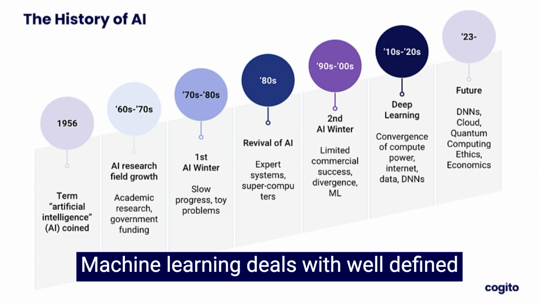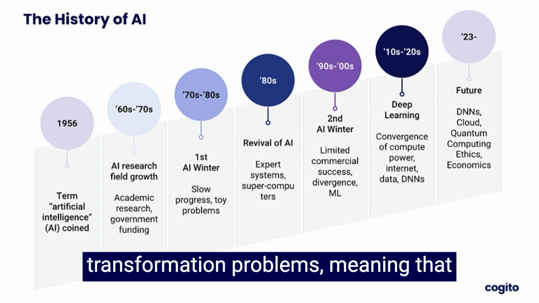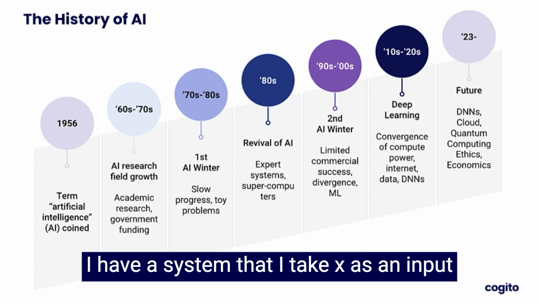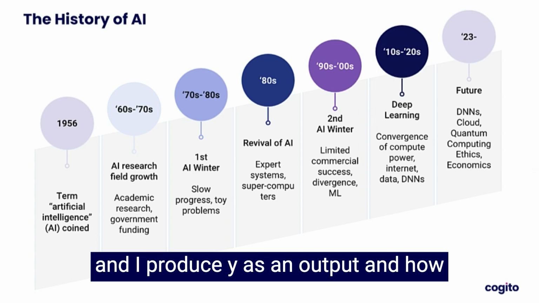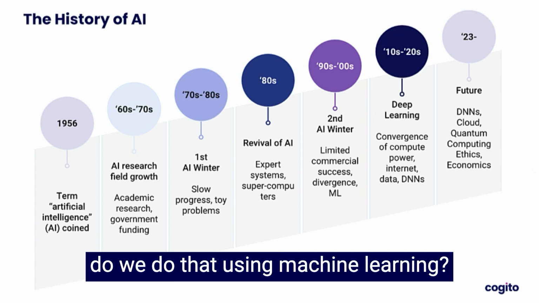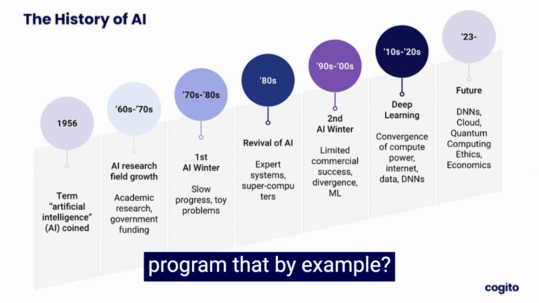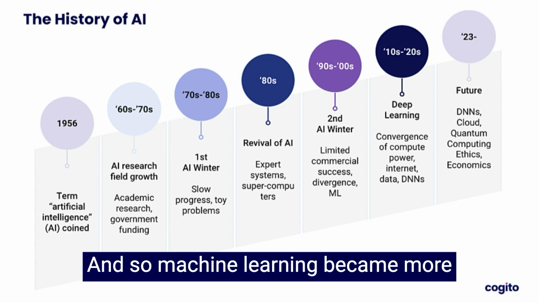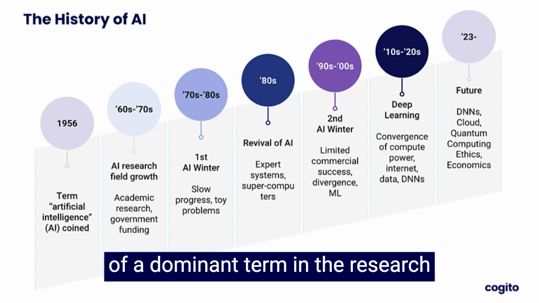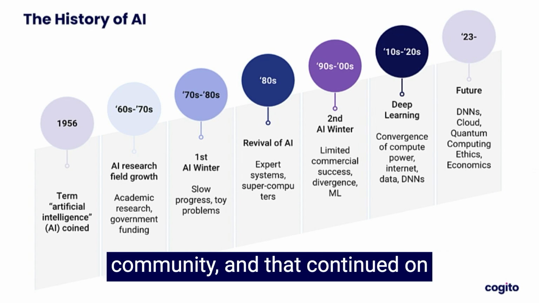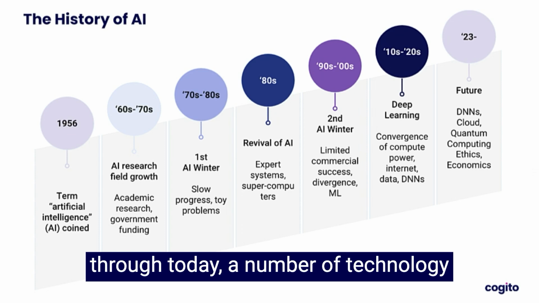Machine learning deals with well-defined transformation problems, meaning that I have a system where I take X as an input and I produce Y as an output. And how do we do that using machine learning? Meaning, how do we program that by example? And so machine learning became more of a dominant term in the research community, and that continued on through today.